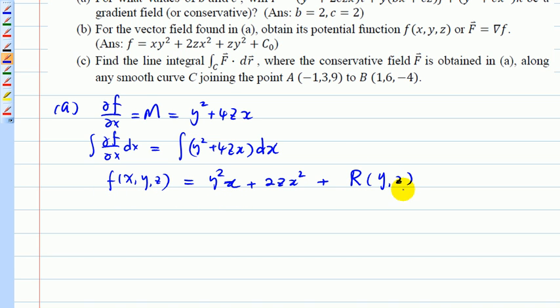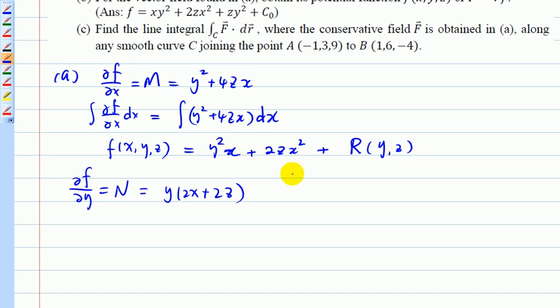We need to find out what r of y, z is. To find it, we make use of the other two conditions. We have another condition, df over dy equals n. Once you find b and c, you know the n value. I already have my f, I just don't know what r is, but I can still calculate the derivative with respect to y of this whole thing, considering x and z as constant.